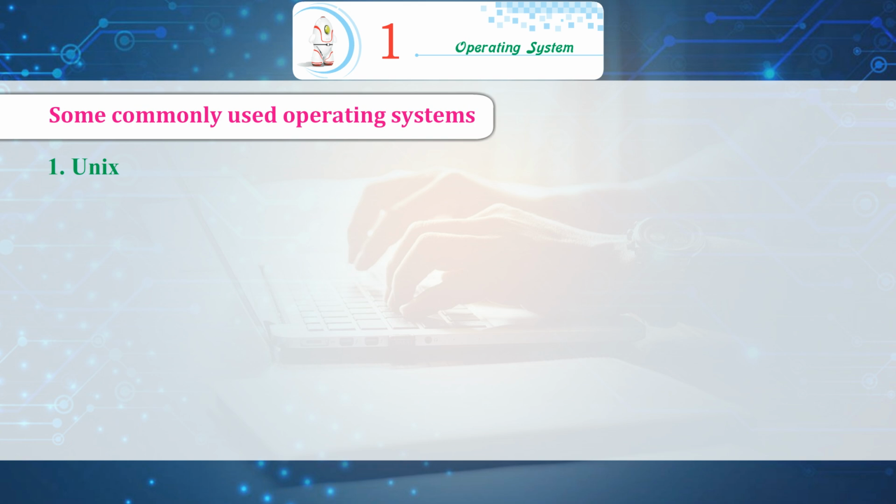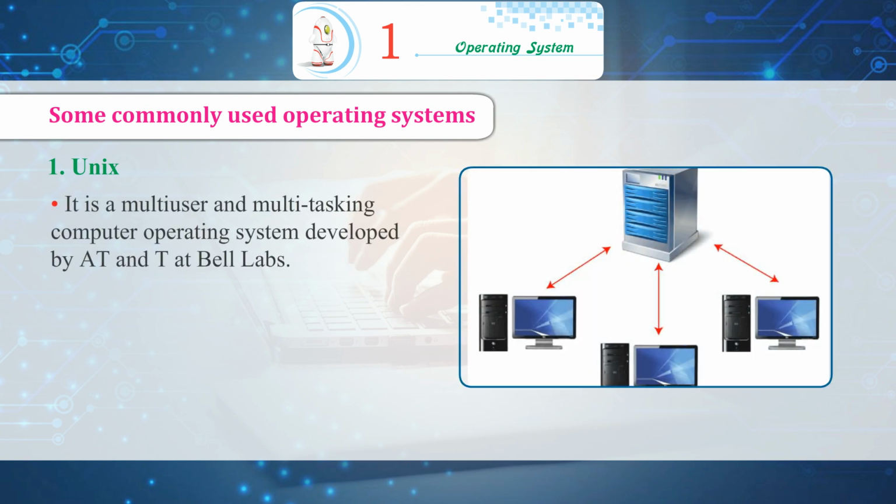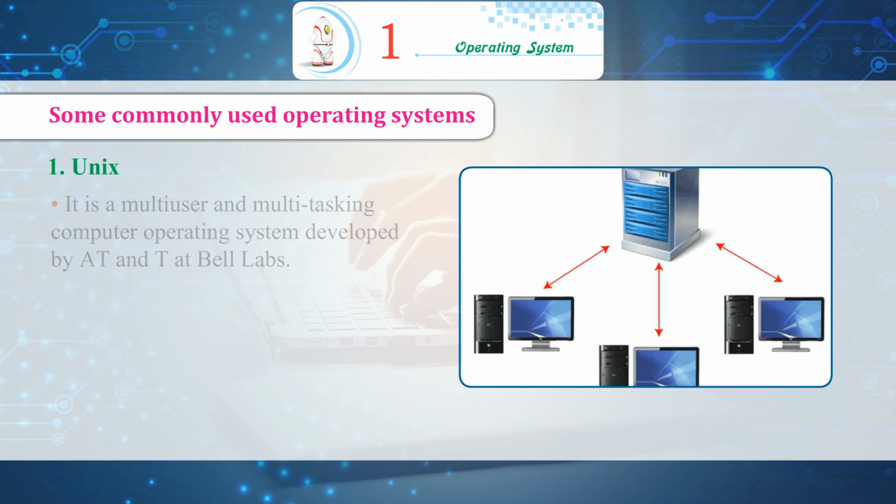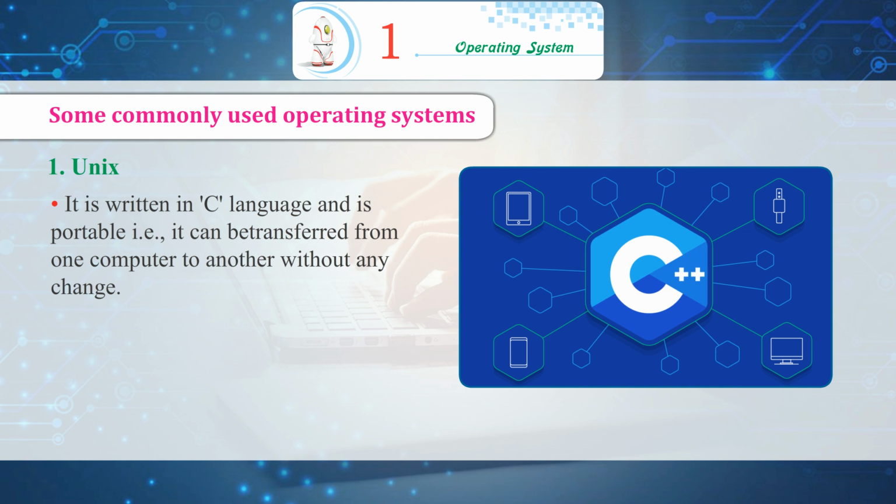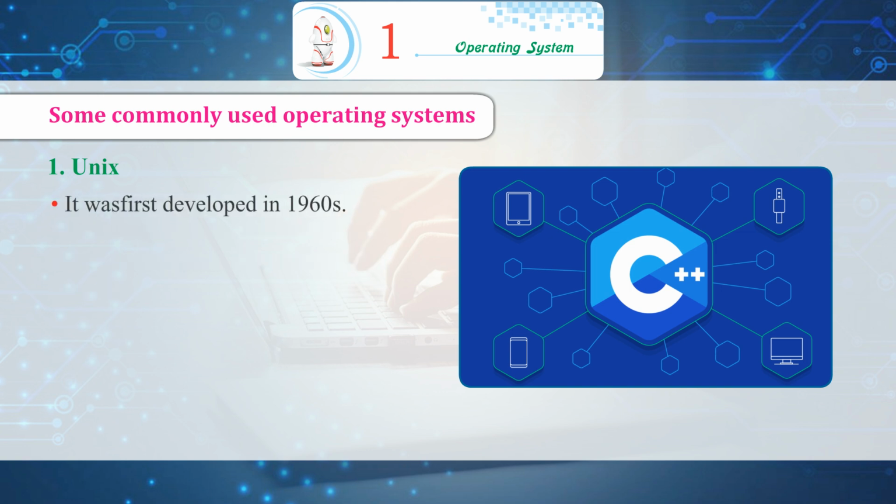1. Unix. It is a multi-user and multitasking computer operating system developed by AT&T at Bell Labs. It is written in C language and is portable, that is, it can be transferred from one computer to another without any change. It was first developed in the 1960s. It supports CLI as well as GUI.